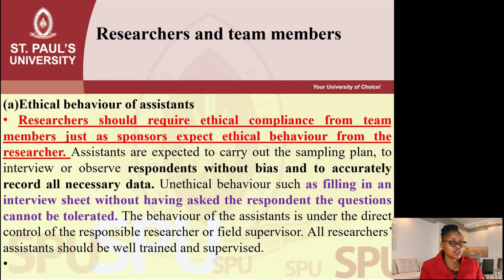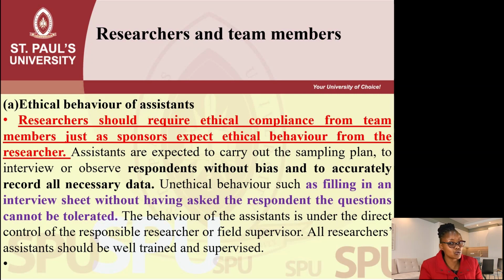Then the ethical behavior of the team members. Again, even if you are working as a team, remember that each team member should comply with the ethical standards from the beginning to the end. So there's no unethical behavior that can be entertained. So we are saying that assistants are expected to carry out the sampling, plan interviews, observe respondents without bias, and record all the information accurately.